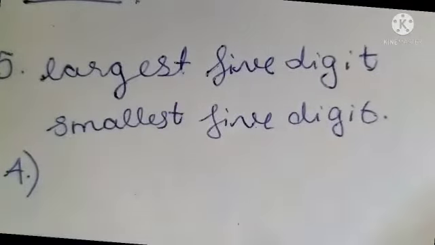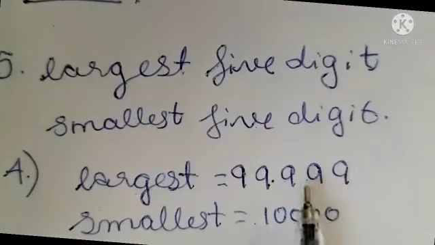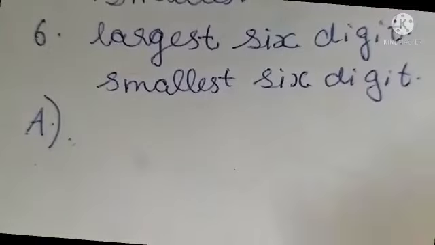Largest five digit and the smallest five digit. Largest five digit number is 99,999 and the smallest five digit number is 10,000.